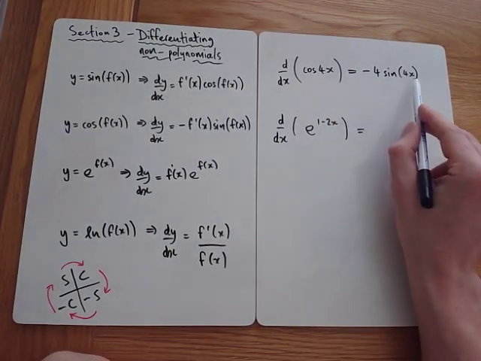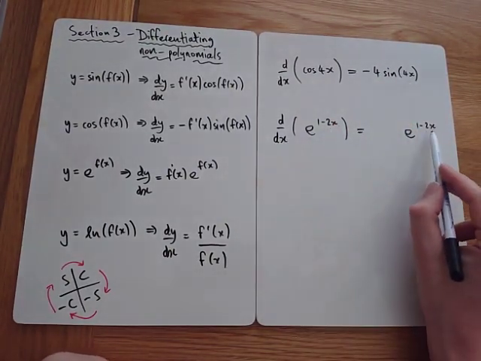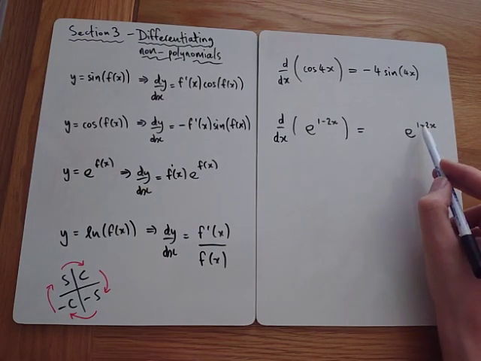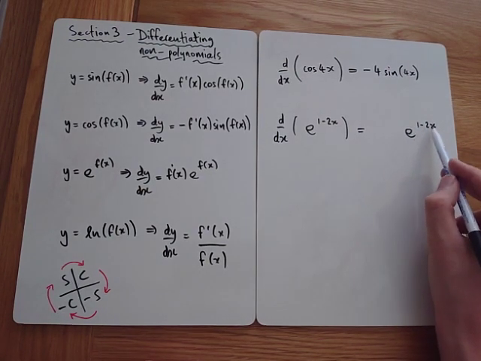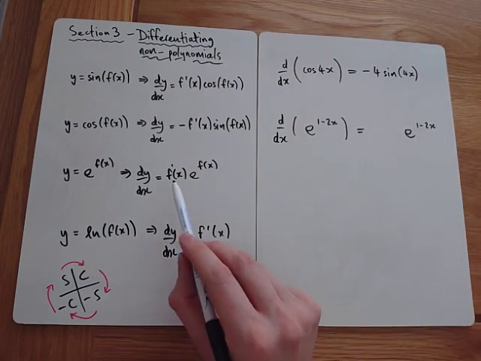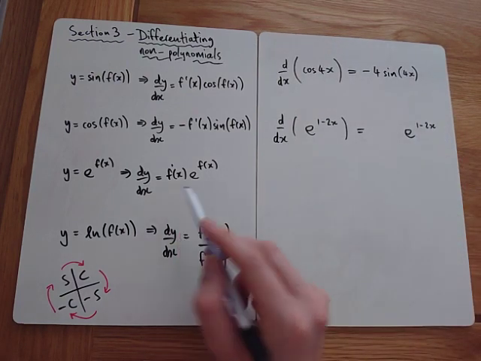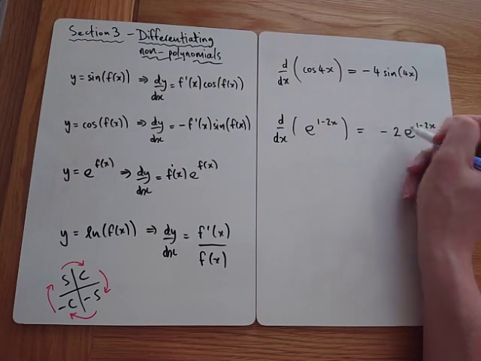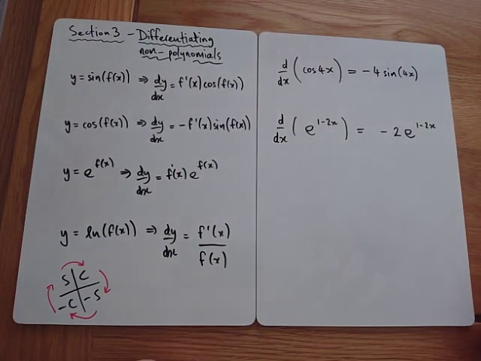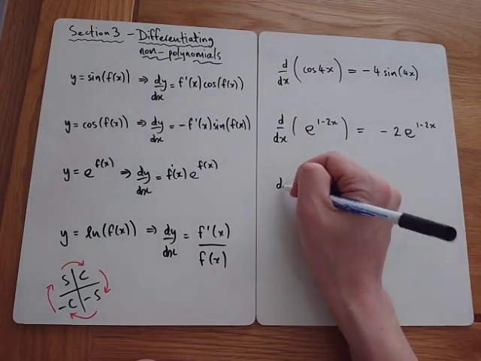For trigonometry, the angle stays the same. For exponentials, the power stays the same. Then you look at what your power is, which is 1 minus 2x. Now, if I differentiate 1 minus 2x, I'd get minus 2. So all we have to do is multiply the front by the derivative. And that's our answer. Let's try one more.